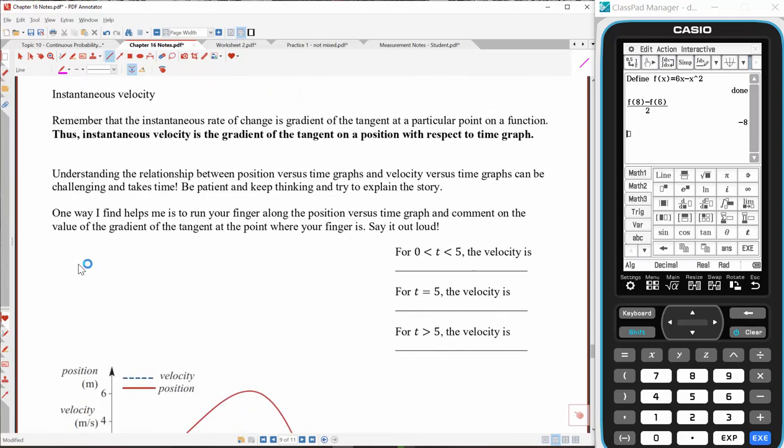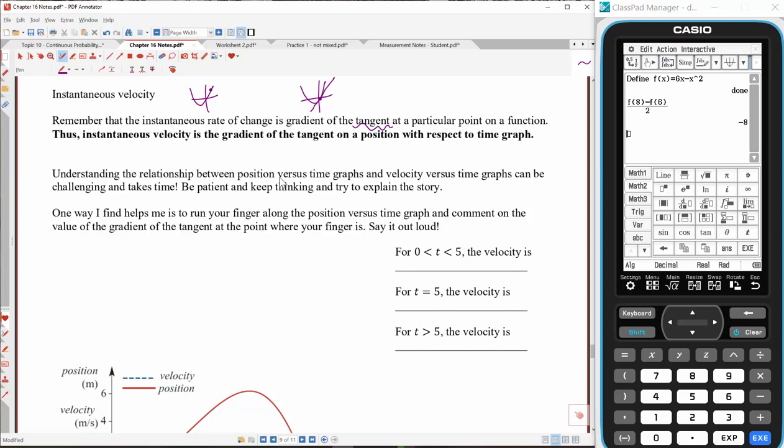All right, instantaneous velocity. Now that's one that's really interesting to us. So remember that the instantaneous rate of change is the gradient of the tangent at a particular point on a function. So if I've got a function here, what we're interested in is the gradient of the tangent, and that's the instantaneous rate of change. That's what the particle is doing at exactly that point in time. So thus the instantaneous velocity is the gradient of the tangent on a position with respect to time graph. So if I get a position versus time graph and I get the gradient at exactly that point there, that tells us that the particle's velocity is whatever the gradient is at that point in time.